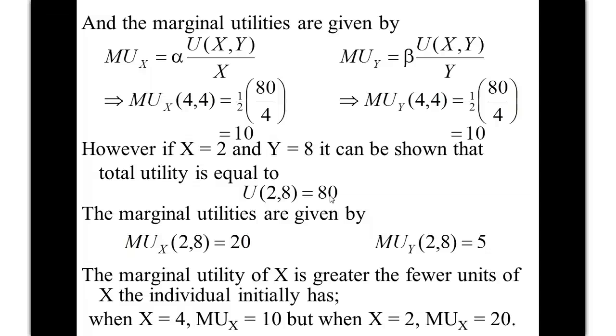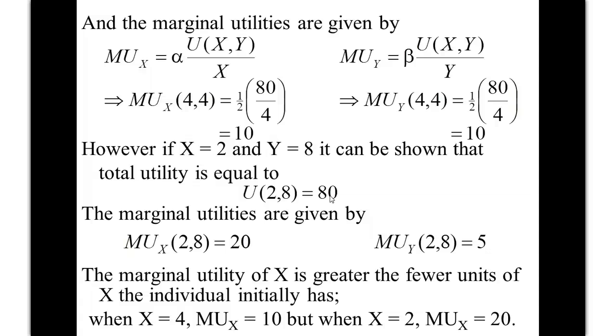This means we're on the same indifference curve. Consumption bundle of 4, 4: 80 units of utility. Consumption bundle of 2, 8: 80 units of utility. We're on the same indifference curve. Now look at what happened to the marginal utility.